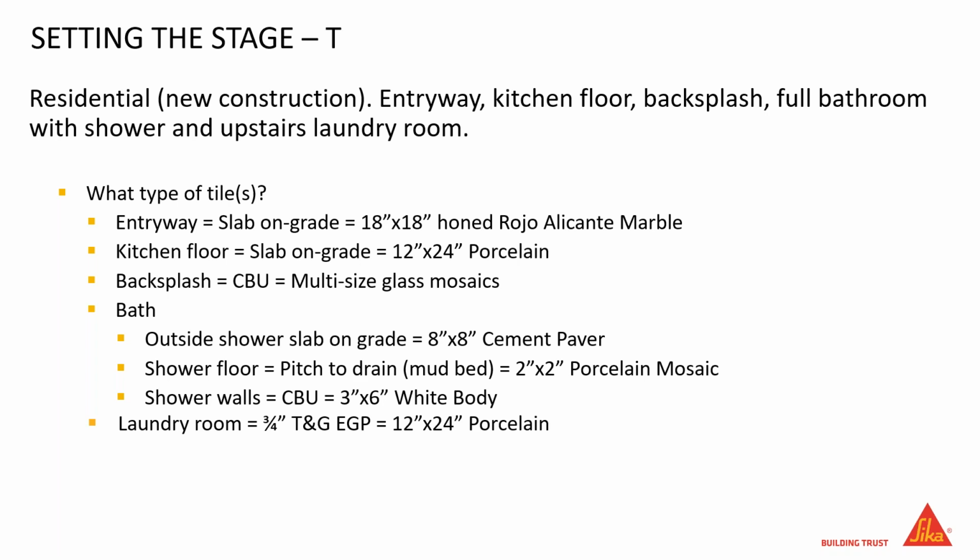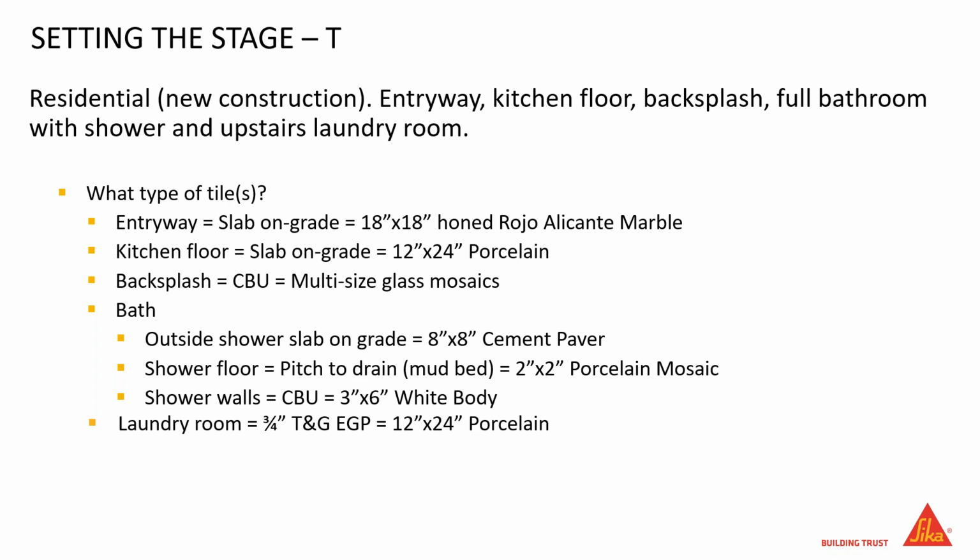Slab on grade for the kitchen, we're doing a 12 by 24 porcelain. Backsplash is going to be multi-size glass mosaics. Bathroom, outside shower, we're doing an 8 by 8 cement paver. Shower floor, pitch to drain, it's going to be a mud bed. So then we're going to use 2 by 2 porcelain mosaics. That's what the customer chose for slip purposes. Shower walls are going to be cement backer unit, just a simple 3 by 6 white body tile.